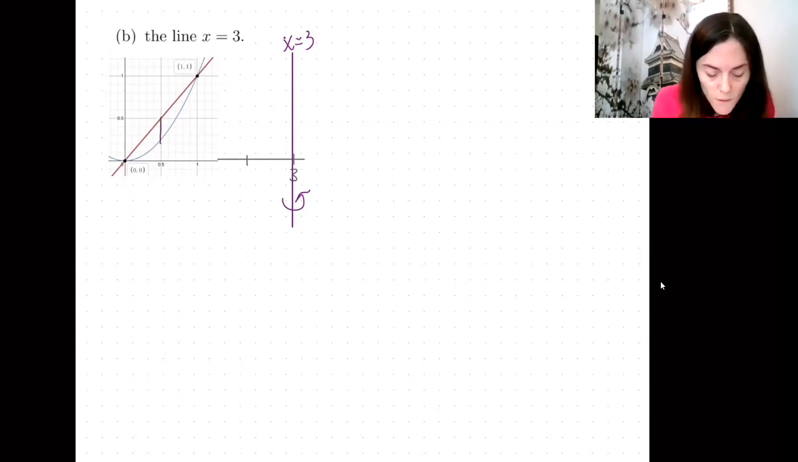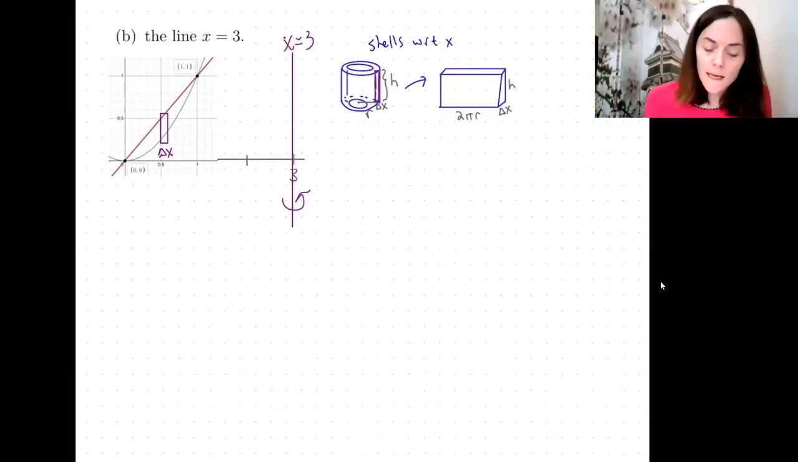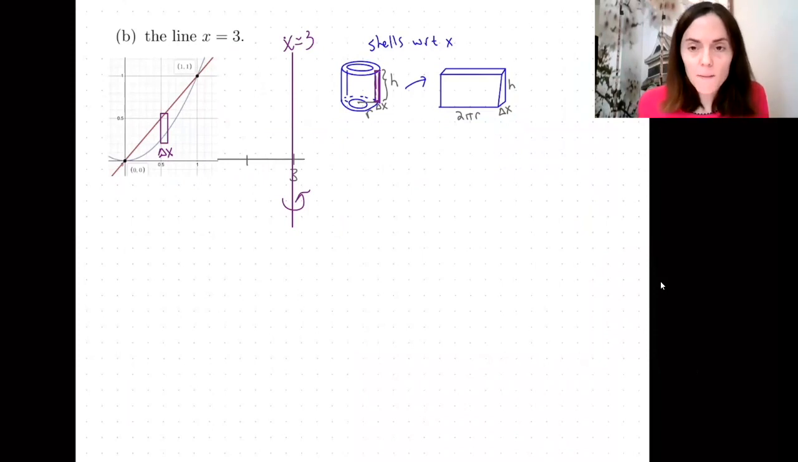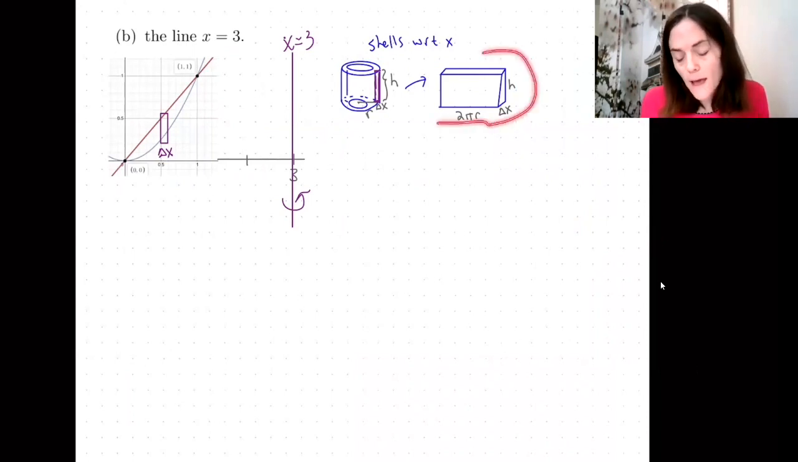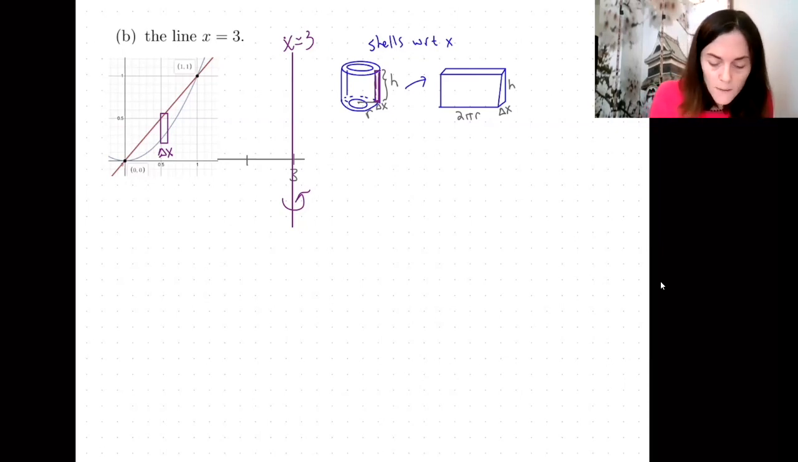So shells, we have a representative rectangle, we have delta x, and I'll write what I'm doing over here. This will be shells with respect to x. This is a picture of our shell. It's what I would draw every time I work a shells problem so that I don't memorize the formula per se. I just remember that I unroll and it looks like this, and then I just multiply length times width times height, and then I have the volume of a shell. But we have to be careful here. So let me label in my graph, this would be at some x.